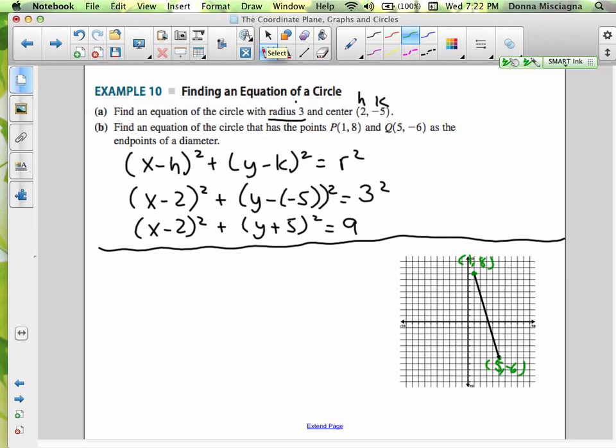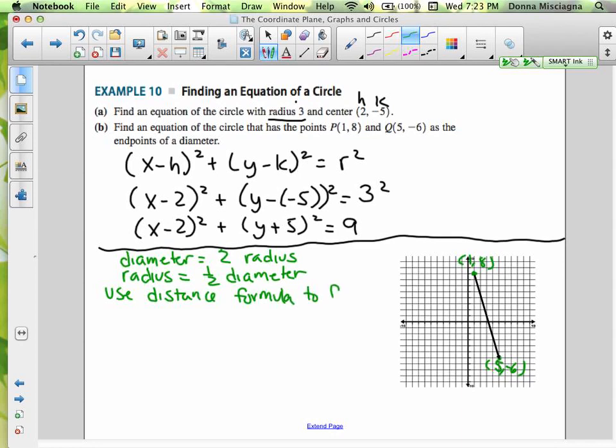Something that I know about a diameter is that a diameter is equal to twice the radius. So if I want to find the radius, that means it is half the diameter. Well, how can we find the length of the diameter? We can use the distance formula to find the length of the diameter. All right, so that means that PQ there is our diameter.